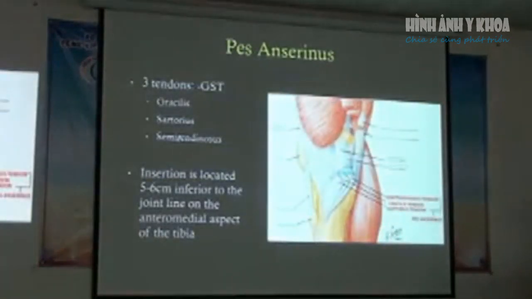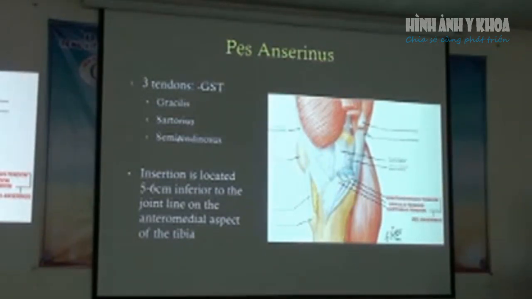The pes anserine is made up of three different structures. So we've got gracilis, sartorius, and semitendinosus. Cái gân chân ngỗng thì bao gồm 3 gân hợp lại là gân cơ thon, gân cơ may và gân cơ bán gân. And it's quite common to get a bursitis just down in this distal aspect of the tendons. Và thường thì sẽ có một cái bao bọc dịch trên ở dưới cái gân chân ngỗng này.